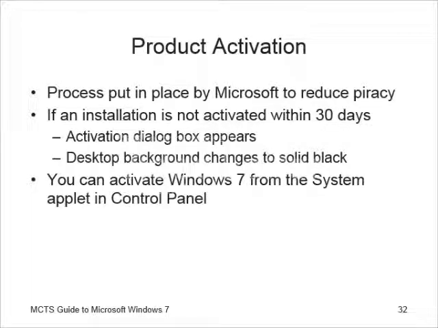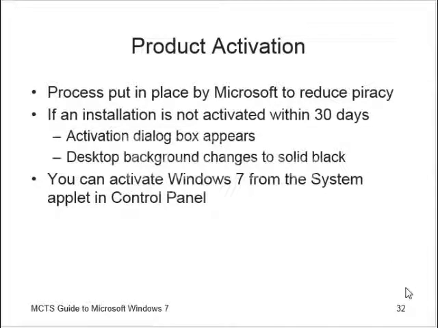Once the installation has finished, you need to proceed with the product activation. The product activation is no more than a process that was put in place by Microsoft to reduce piracy. If for some reason an installation of Windows 7 is not activated within 30 days, then the operating system displays a Windows activation dialog box that reminds the user to activate Windows 7. Also, the desktop background is changed to a solid black. However, Windows 7 functionality is not changed or disrupted.